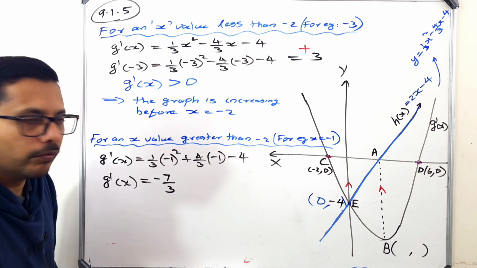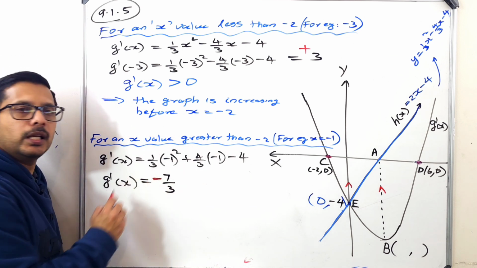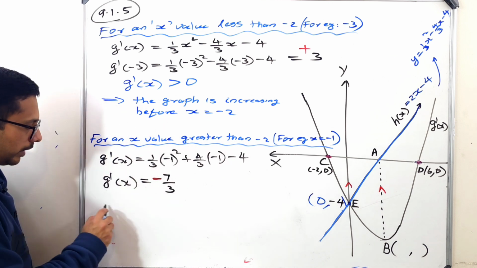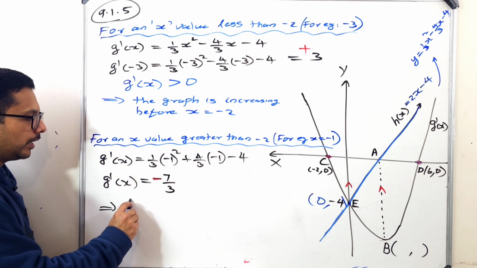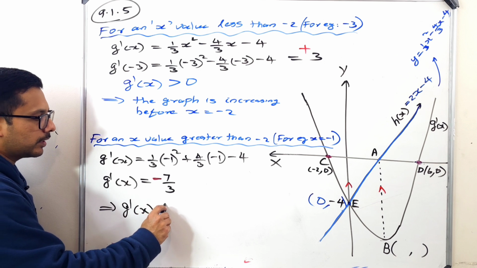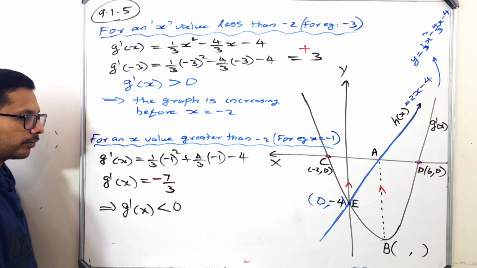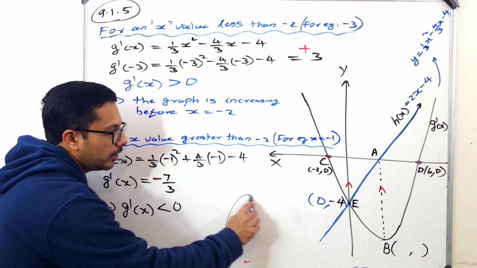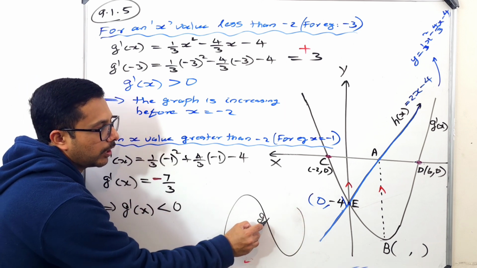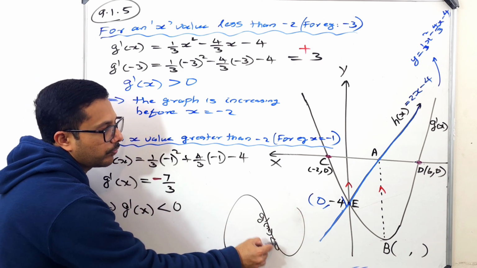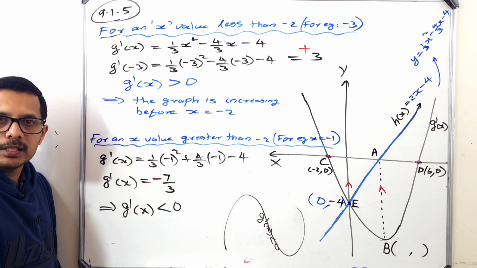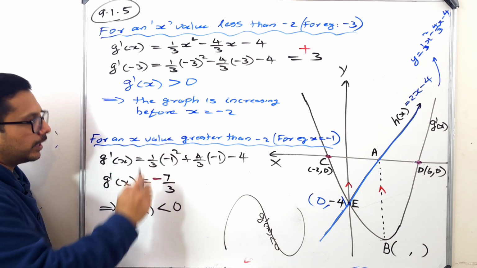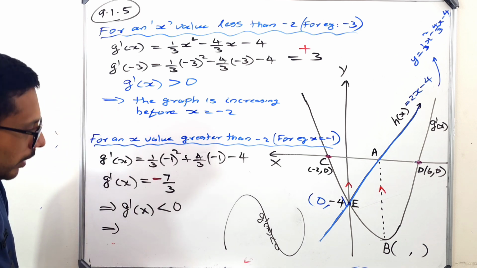So anyway, what is the symbol here? It is minus. So it implies that g dash of x is less than 0. Minus 7 over 3 means it's less than 0. So when the first derivative is less than 0, what about the graph? The graph is decreasing. Am I right?